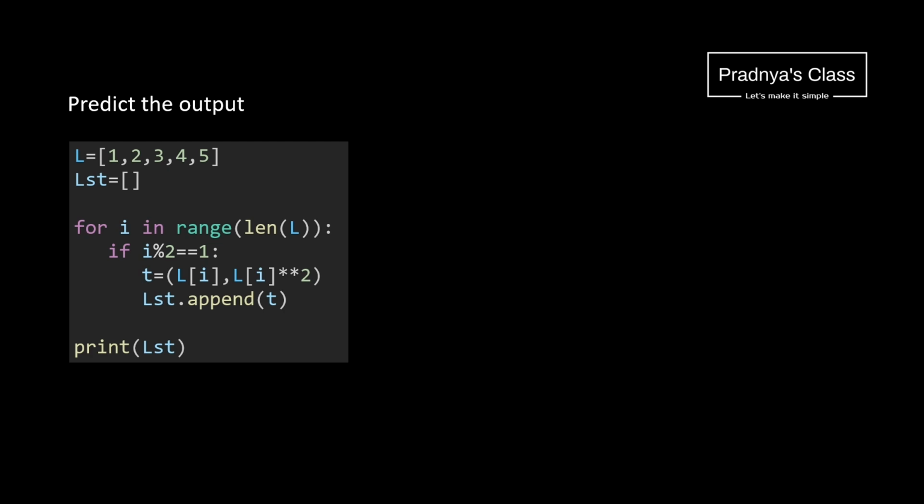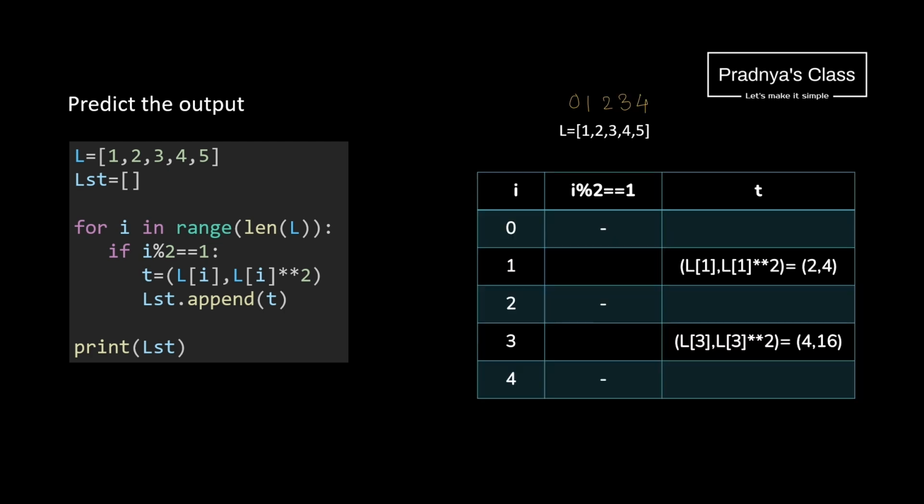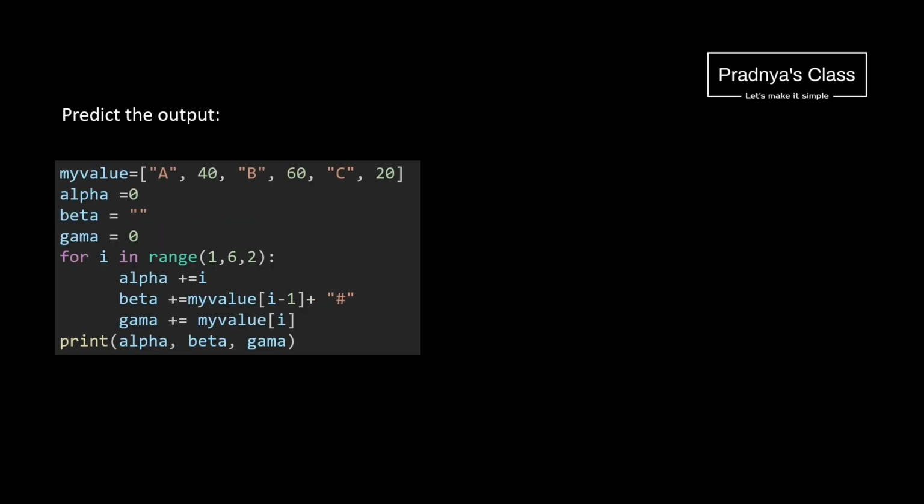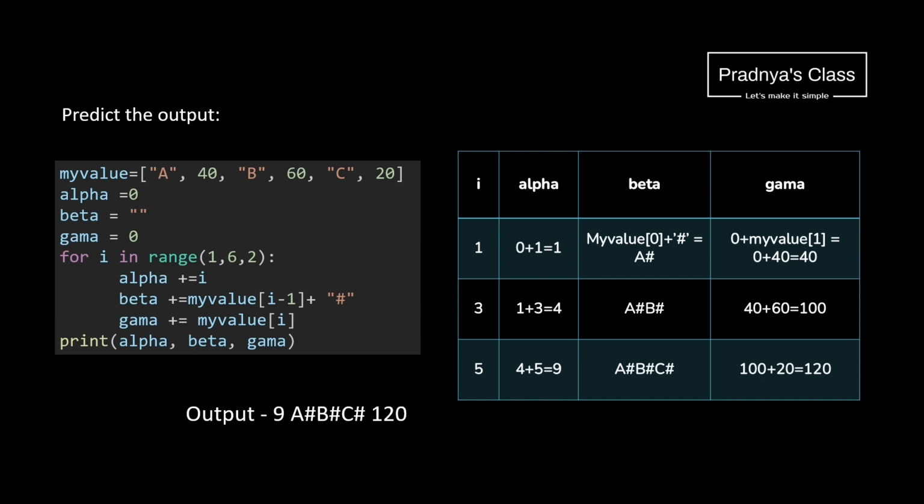If you want more practice, here it is. Pause the video and try it yourself. For your convenience, here is the dry run table. Make sure you are practicing yourself because the more you practice, the more clarity you get. Alright then, there is one more question. Pause the video and give it a try. To help you, I am showing the output and here is the dry run table for the same.